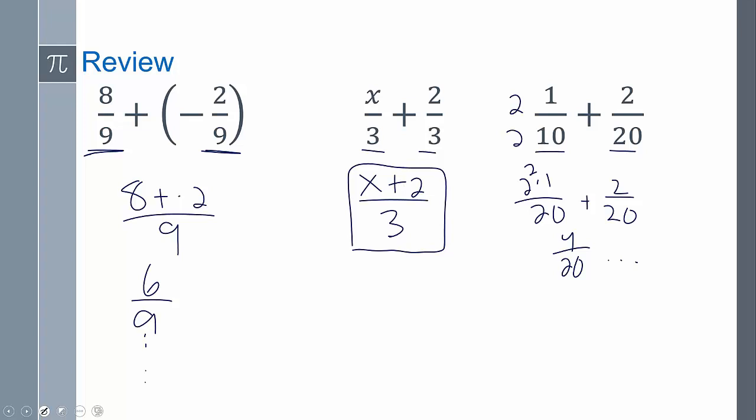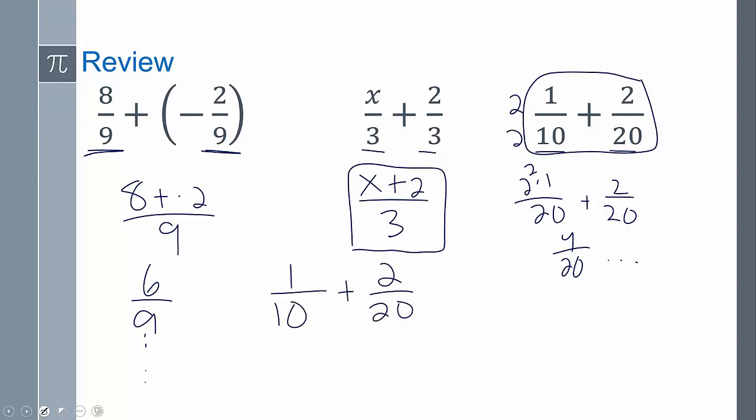But there's one important thing that's missing from this scenario here. And so we're going to re-examine that. And what I'm going to do is I'm going to completely factor this. So this will be 1 over 2 times 5. And this is going to be plus 2 over 2 times 2 times 5.